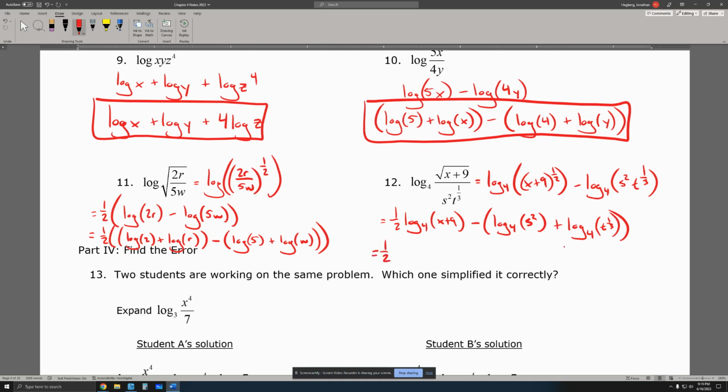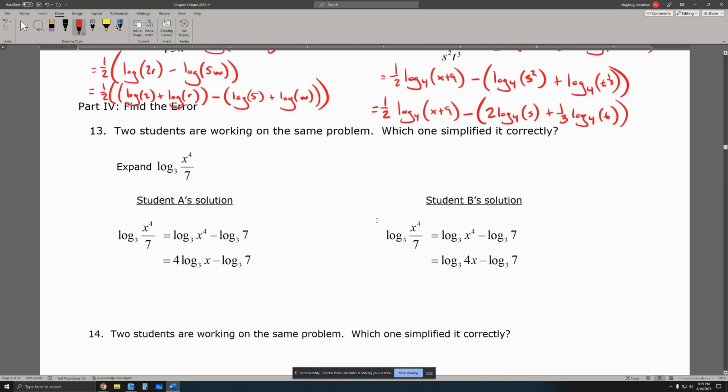So 1/2 log base 4 of x plus 9. That cannot be simplified or expanded. By the way, we've got separation by addition inside that argument, so we can't do anything there. Minus parenthesis 2 log base 4 of s plus 1/3 log base 4 of t. All right.